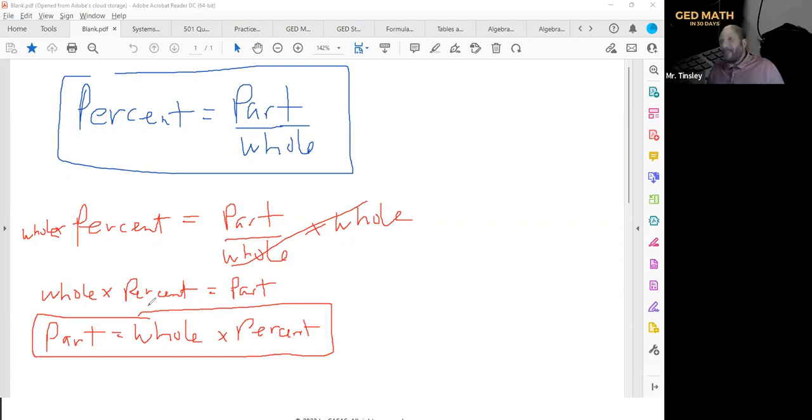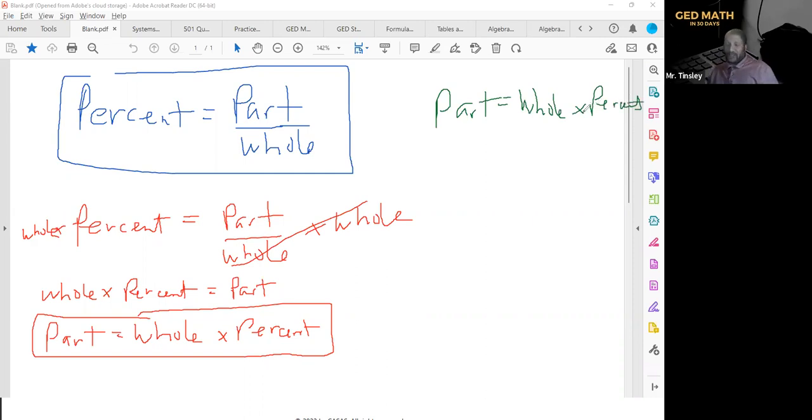Part equals whole. Okay, well, Mr. Tinsley, how can I start for whole? Same thing. It doesn't matter which equation you start from. So if I'm going to start from here, I need to get whole by itself. So that means I need to get rid of percent. So part equals whole times percent.